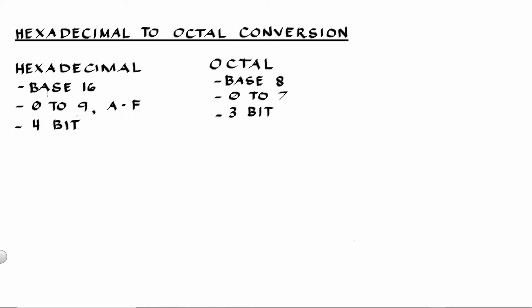Hexadecimal is a base 16 number system using digits from 0 to 9 and letters from A to F, and each hex character represents a 4-bit value. While octal is a base 8 number system using digits from 0 to 7, and each octal digit represents a 3-bit value. Direct conversion from hex to octal is not possible. First, you have to convert hex into binary, then binary to octal.